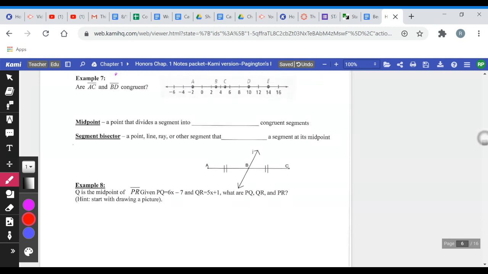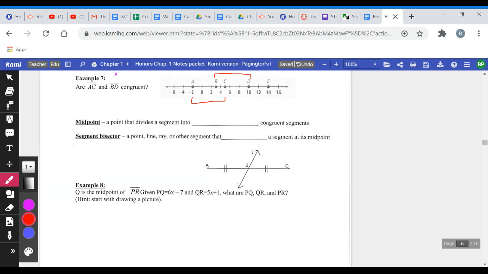We are almost done here. On example 7, it says, are AC and BD congruent to each other? So I want to know, is this length the same as this length? If we go back to what we talked about at the beginning, a quick, easy way to do this might be to count the spaces, but you have to be really careful with that. You have to make sure you know what each space represents. So, look and see what you think.